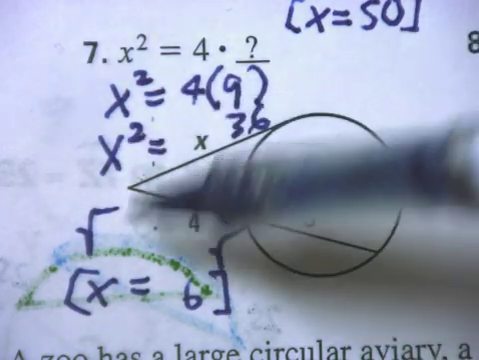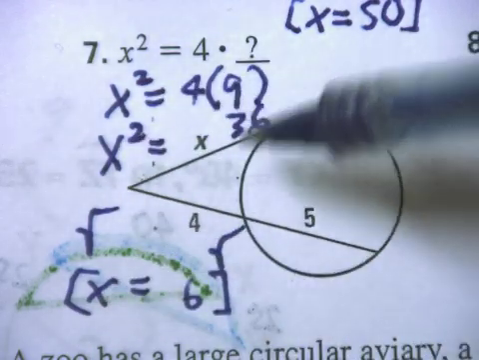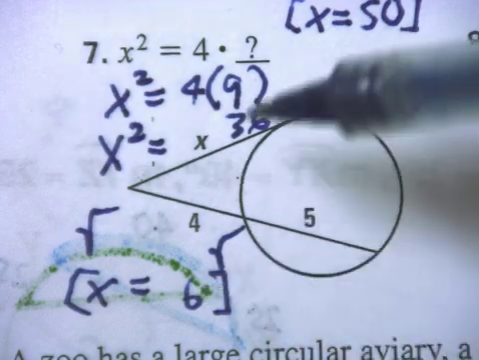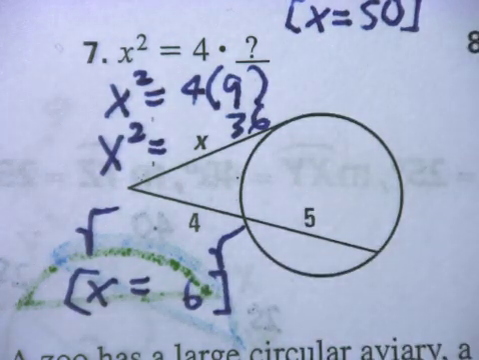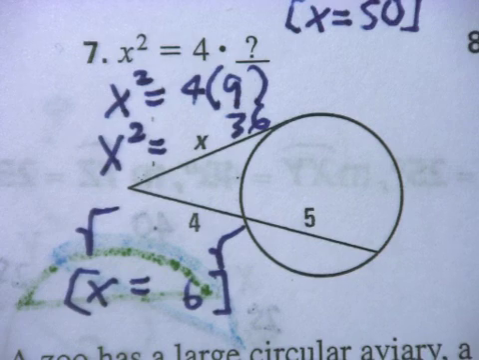I don't want x squared, so I take the square root of x squared and the square root of 36. That's going to give me x, and the square root of 36 is 6, because 6 times 6 is 36.